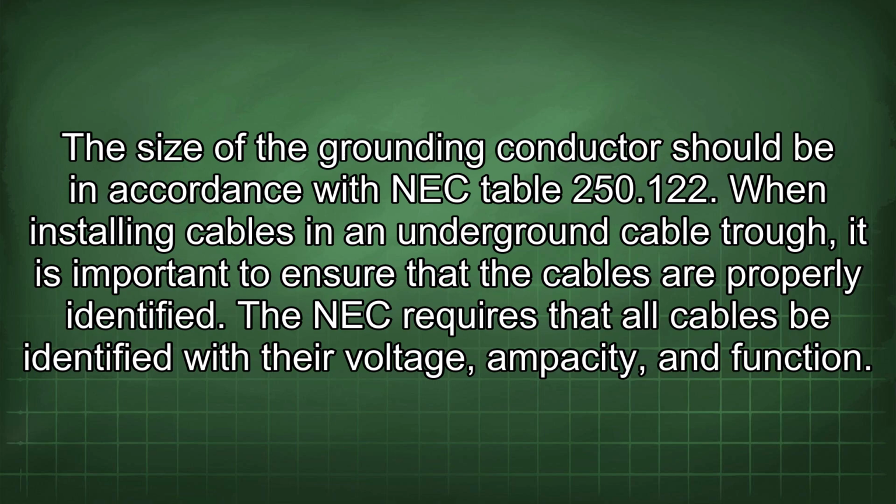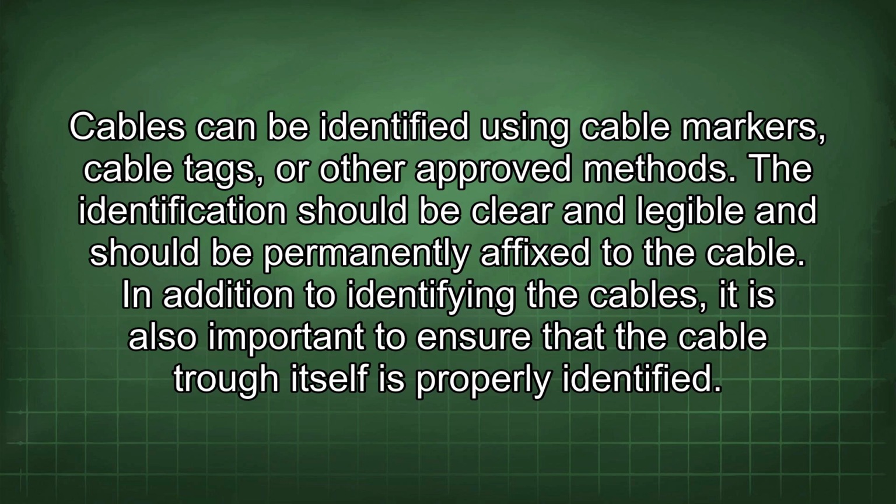When installing cables in an underground cable trough, it is important to ensure that the cables are properly identified. The NEC requires that all cables be identified with their voltage, ampacity, and function. Cables can be identified using cable markers, cable tags, or other approved methods. The identification should be clear and legible and should be permanently affixed to the cable.